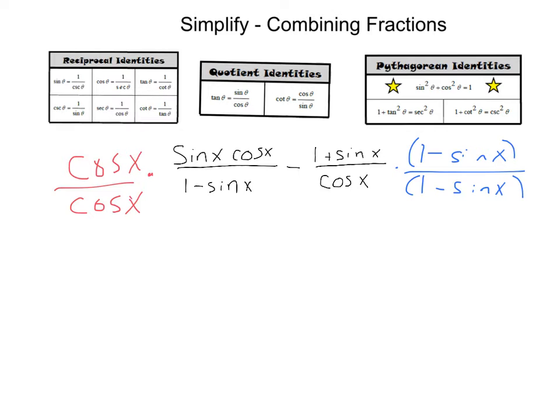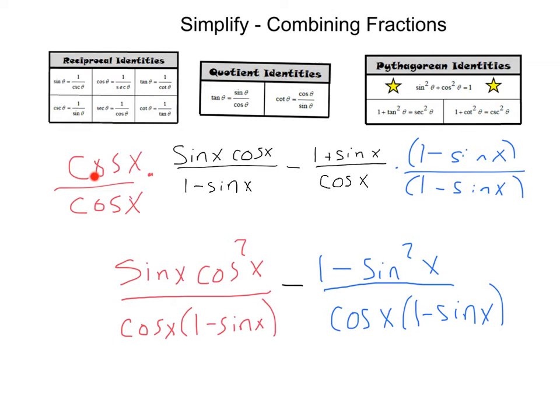Alright, doing that on the left, I'm going to get cosine x times this top, leaving me with sin x cosine squared x, and cosine x times the bottom, 1 minus sin x, which I'm going to leave like this. Don't distribute the denominator because it may be counterproductive. Later on, you'll see why.